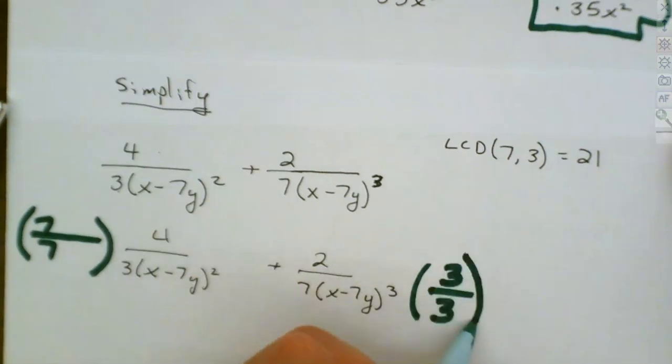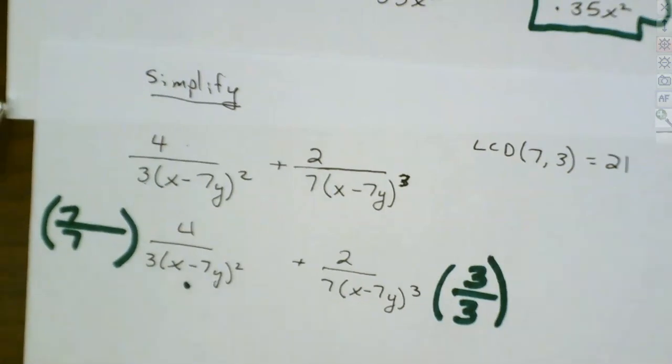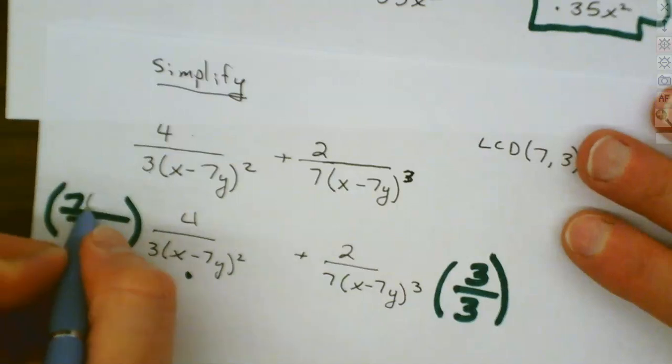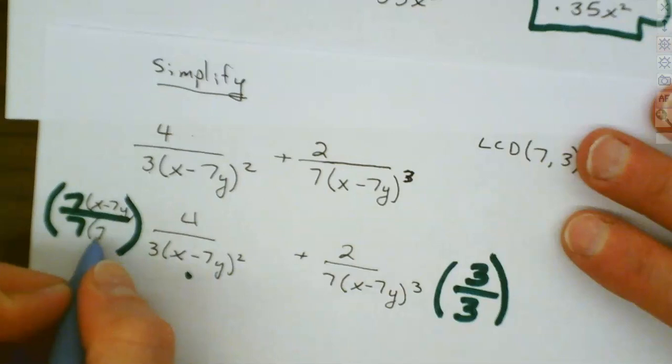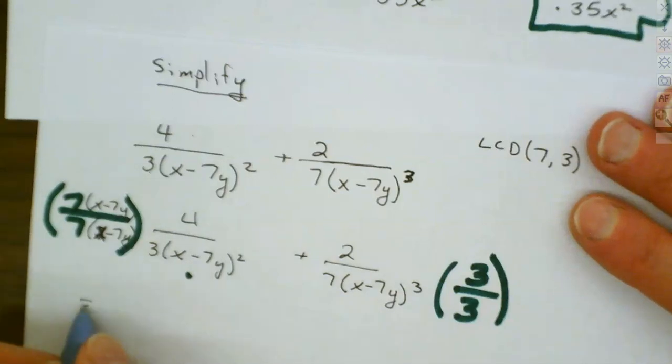Now, what else do we have? Well, notice these have an x minus 7y in common. This one's squared, this one's cubed. What's my highest power? Cubed. So I need to make sure that this one here is cubed. How can I do that? Well, I can multiply it by x minus 7y times x minus 7y. Now, putting the pieces back together, let's see what we've got.